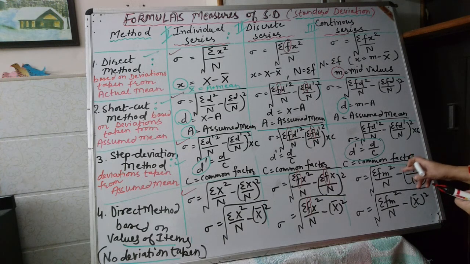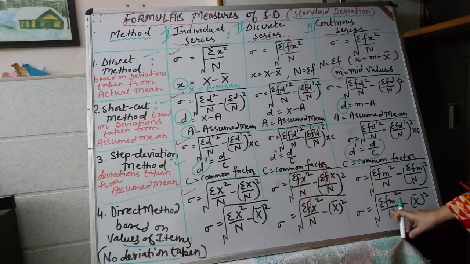And next, in continuous series, you can take the direct values without deviations. The square root of sigma fm square divided by n minus sigma fm divided by n whole square, or the square root of sigma fm square divided by n minus arithmetic mean square.